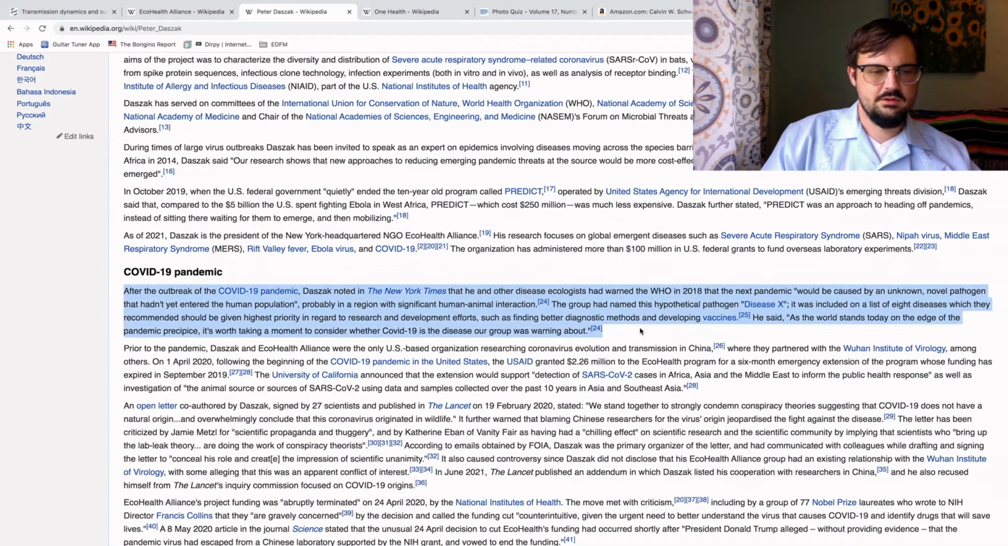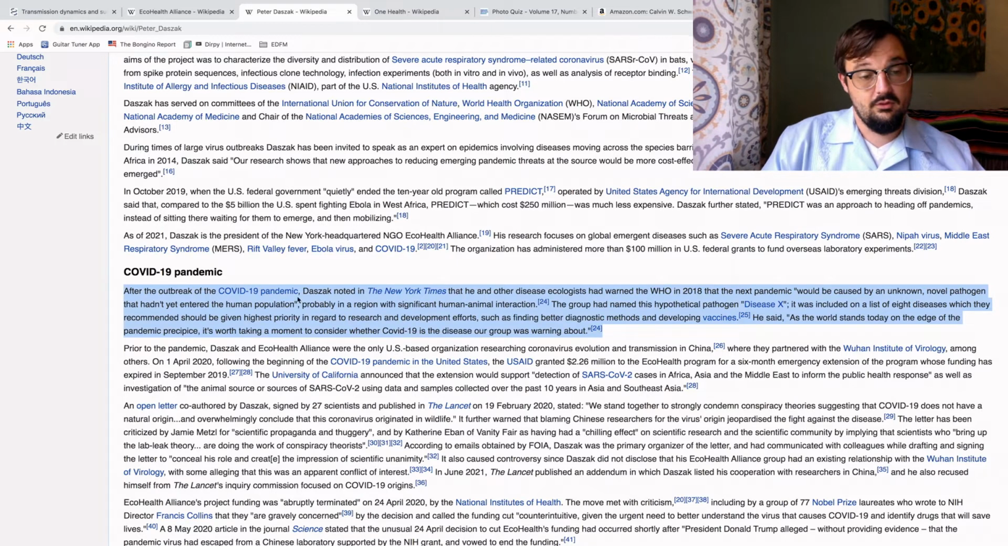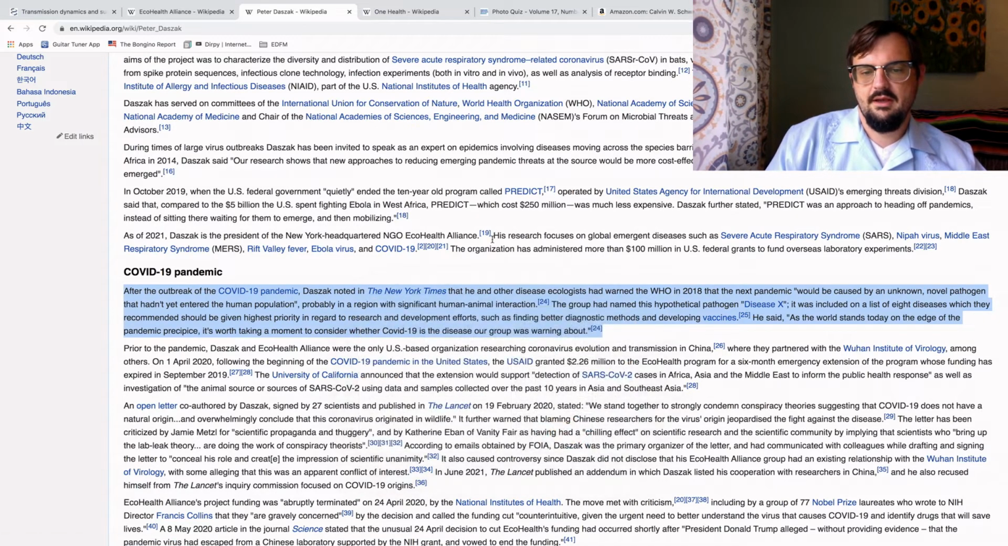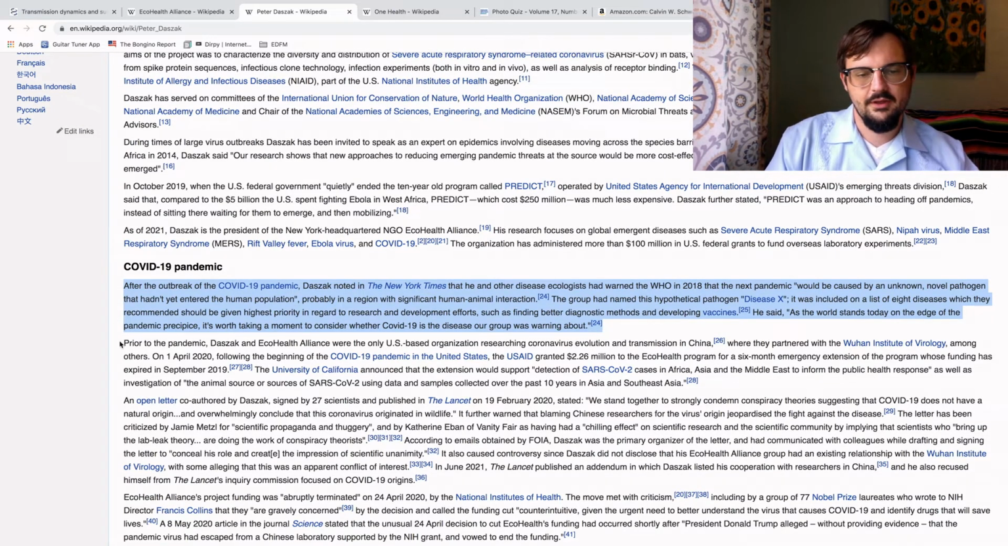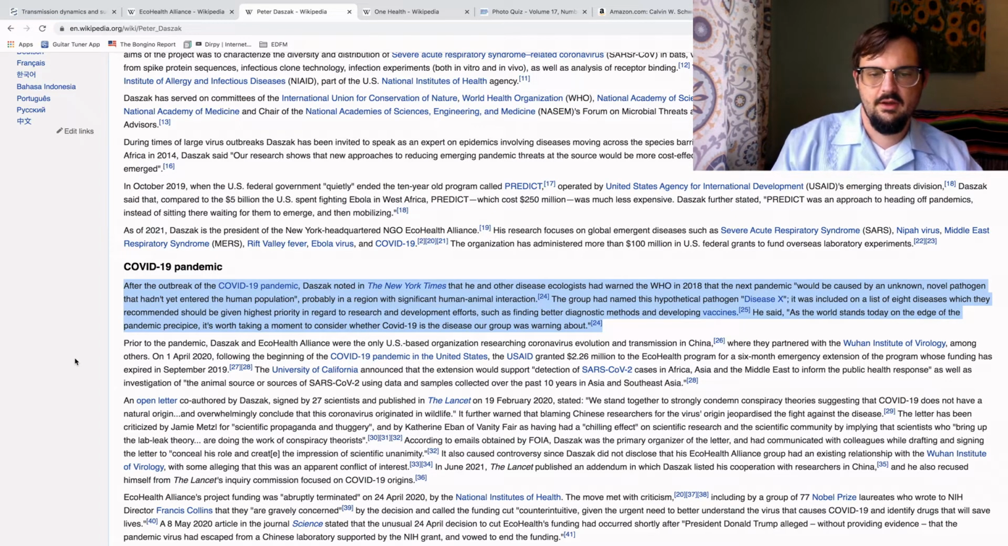Let's read this. After the outbreak of the COVID pandemic, Daszak noted in the New York Times that he and other disease ecologists had warned the World Health Organization in 2018 that the next pandemic would be caused by an unknown novel pathogen that hadn't yet entered the human population, probably in a region with significant human-animal interaction. They named this hypothetical pathogen Disease X. It was included on a list of 8 diseases which they recommended should be given highest priority.